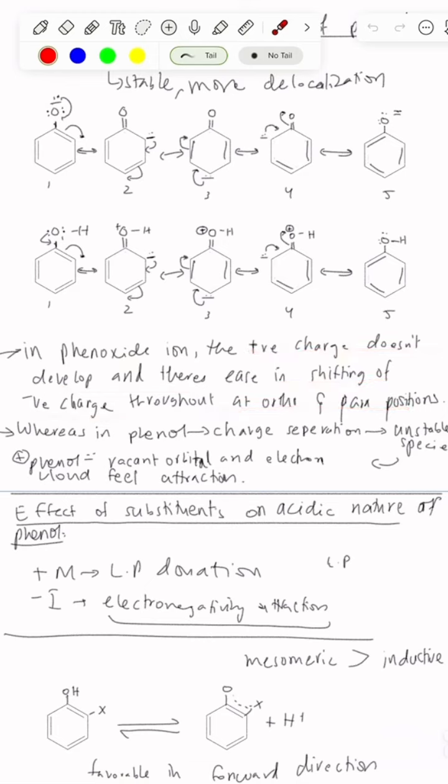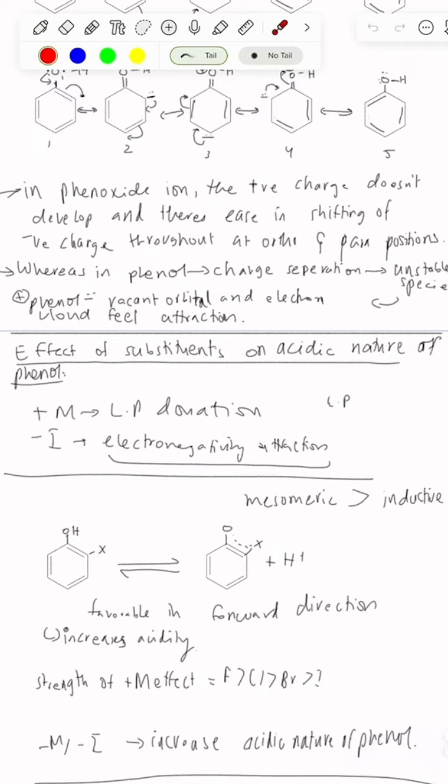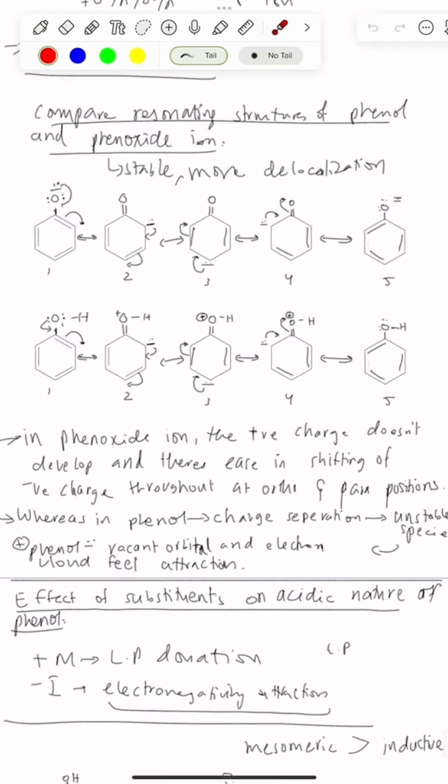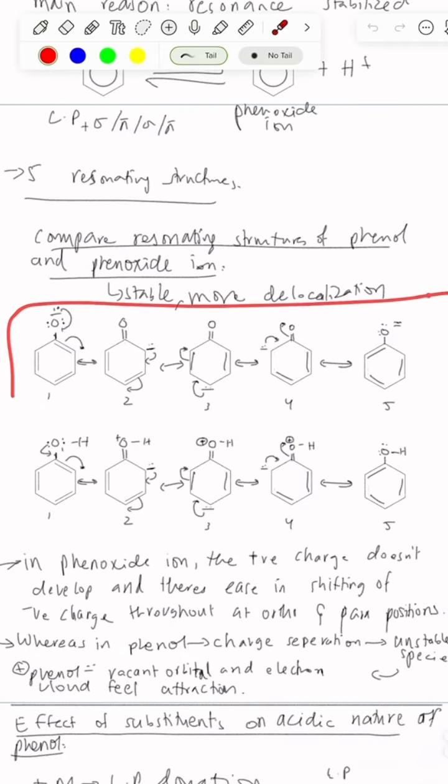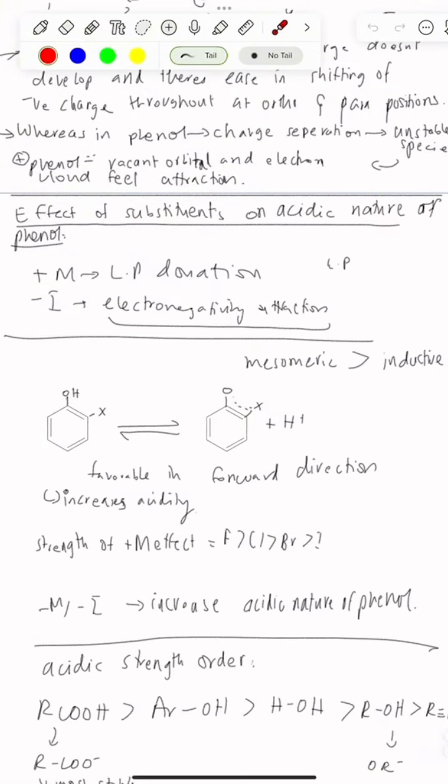But whereas in phenol, there is a charge separation between the positive and the negative, which is the pi electron. So this is an unstable species. This phenol has a vacant orbital, which is this one, and the electron cloud would feel attraction towards it, and hence this will form an unstable species. So that would mean that phenoxide ion is more stable than the phenol and will be more acidic.